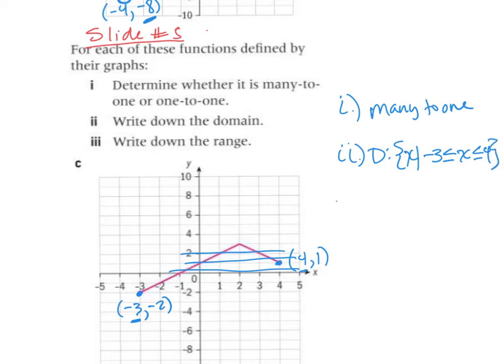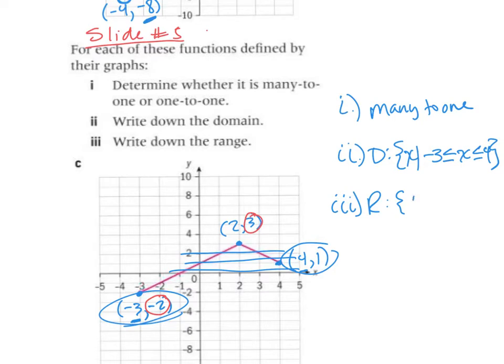And then the range: read the graph from bottom to top. The bottommost point is here, and the topmost point is, oh, hold on, the topmost point is right here. The coordinates are 2, 3. So my smallest range value is -2, and my biggest range value is 3. So the range would be the set of all y such that -2 is less than or equal to y, which at the same time is less than or equal to +3.